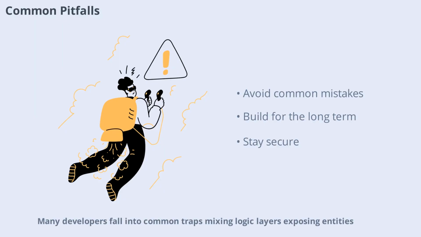Many developers fall into common traps, mixing logic layers, exposing entities, skipping validation, or ignoring security. These shortcuts might work for small projects but cause major headaches in production. By following these patterns, you avoid these pitfalls and build systems that last.